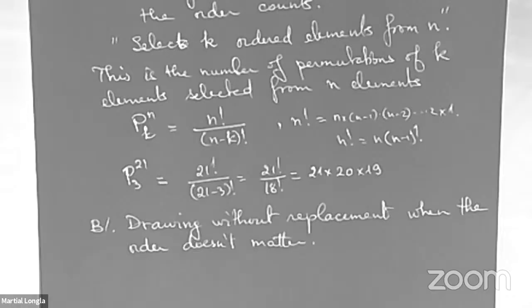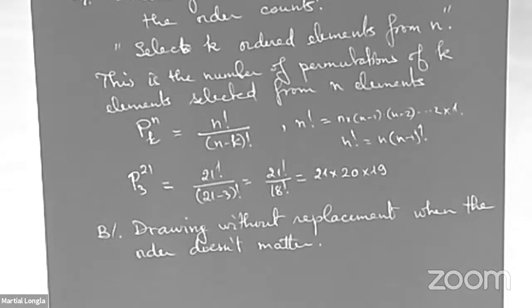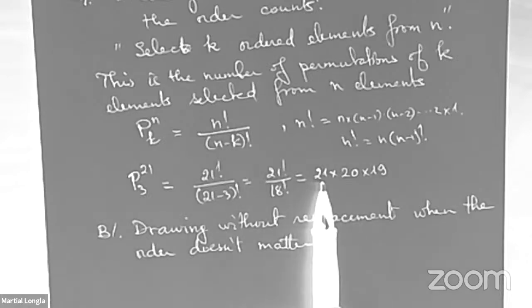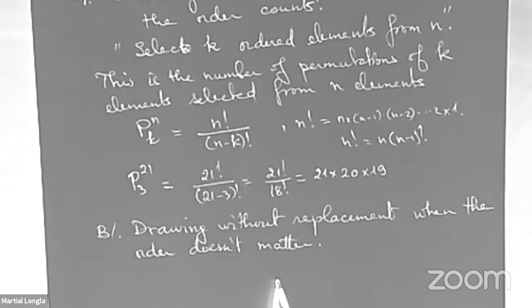The order doesn't matter. So when the order doesn't matter, what we need to do is remove the orders from the number of orders that we had. Remember in this problem, we had orders, right? So we select the k things and we order them. Now here, if we don't have to order, then we get to remove the order.